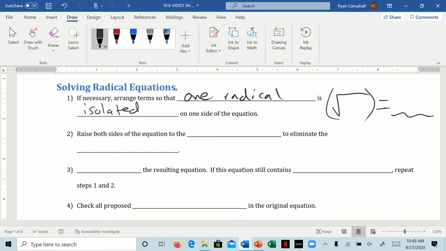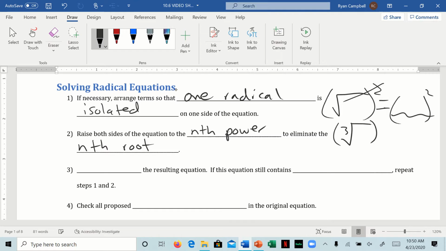Then what you want to do is raise both sides to the nth power to eliminate the nth root. So if you have a square root, you want to square both sides, right? Because that would cancel. If you have a cube root, you want to cube both sides because then that would cancel, right?